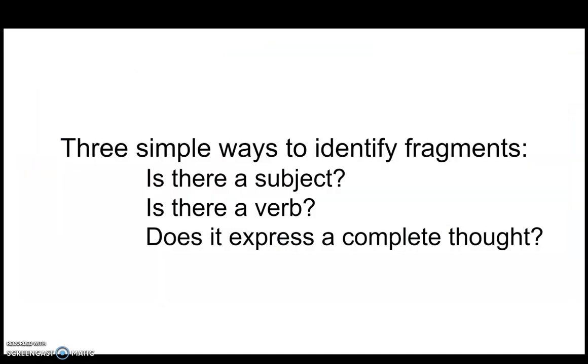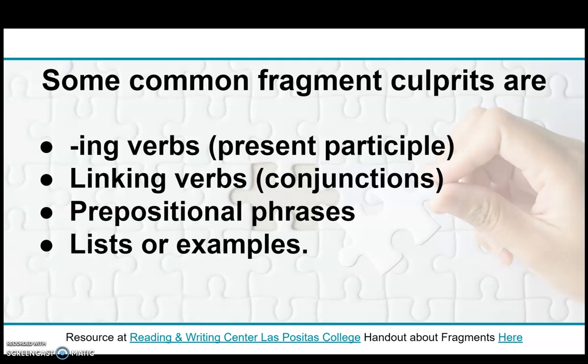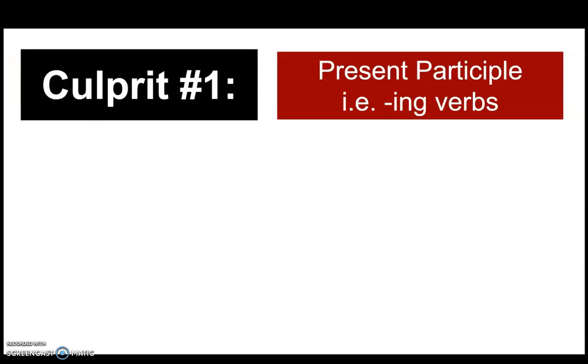We could keep going forever, but how can we identify when fragments are happening? You look for that subject and verb combination, but more importantly, look to see if it expresses a complete thought. Go back to that idea of sentence chunking that we looked at right at the beginning and try to decide, well, does this chunk of words express a complete thought? If it doesn't, it may be a fragment. There are common culprits for fragments, including present participles, conjunctions, prepositional phrases, and lists or examples. And I'm going to go through each of these one at a time.